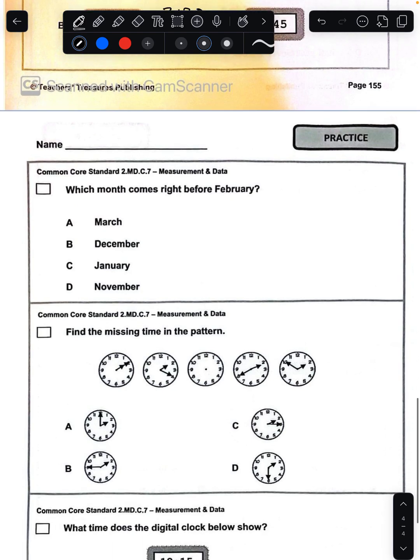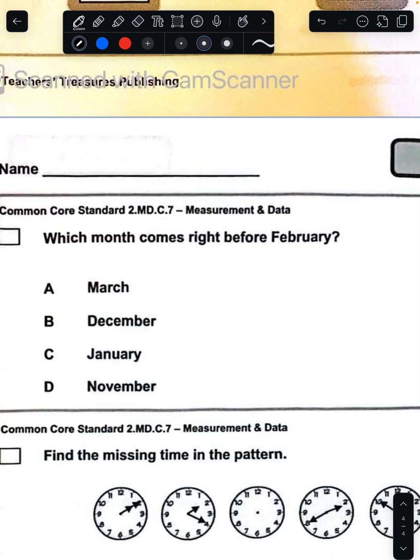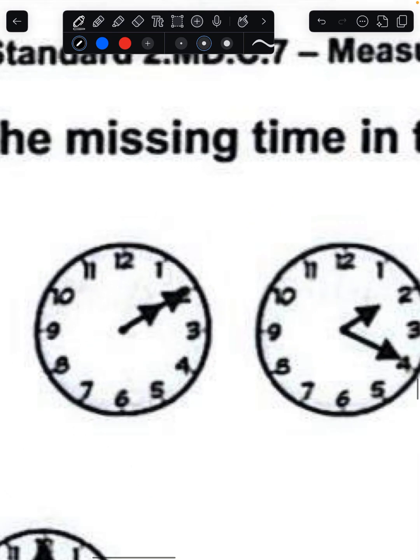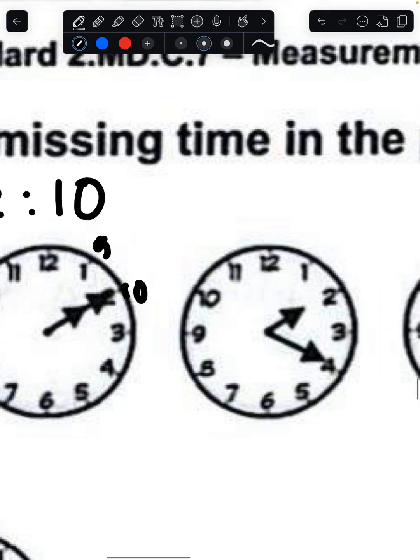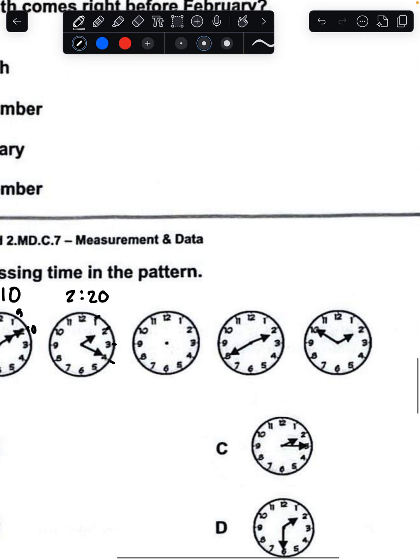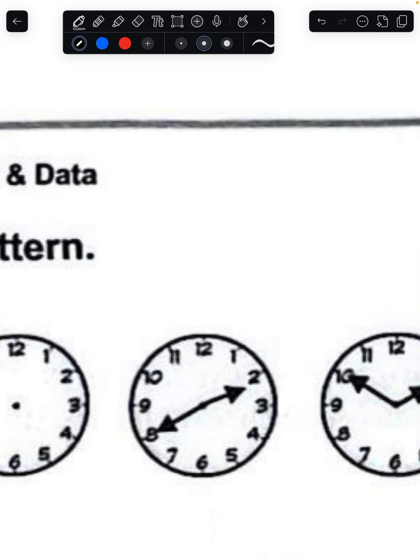Okay, last page. What month comes right before February? So February is the second month. So the first month is January. And here, okay, again we're finding the missing pattern. So here, the hour hand is pointing at 2, and the minute hand is also at 2. So it's 2:10 here. Here, the hour hand is 2 again. It's 5, 10, 15, 20. Blank. This is pointing at 2, 5, 10, 15, 20, 25, 30, 35, 40.